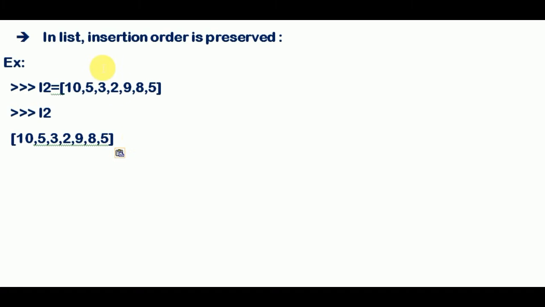So here we have, in a list, insertion order is preserved. So what does preserved mean? Preserved means the position or the sequence in which the data has been inserted in the list will be fixed at display time. So when we display the list, the data will not be shuffled or changed. So this is the preserve. Insertion order is fixed when we display it to the user.